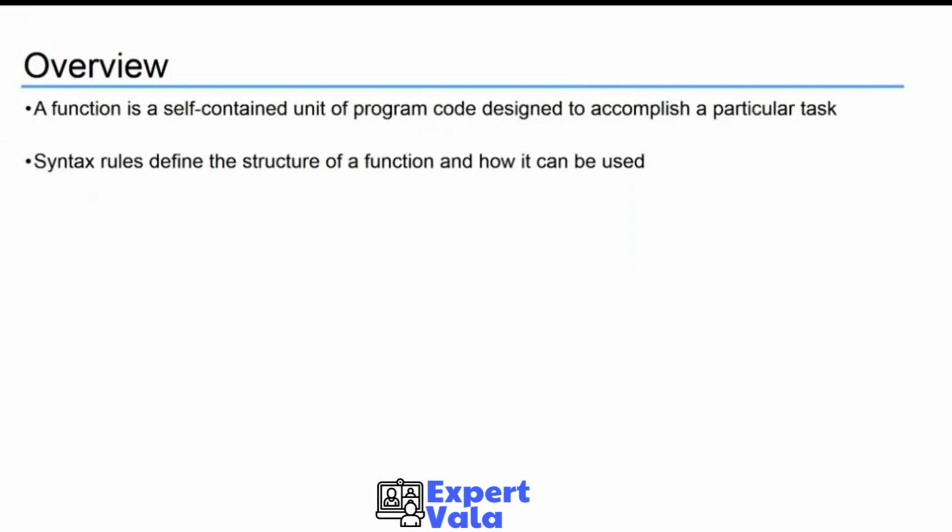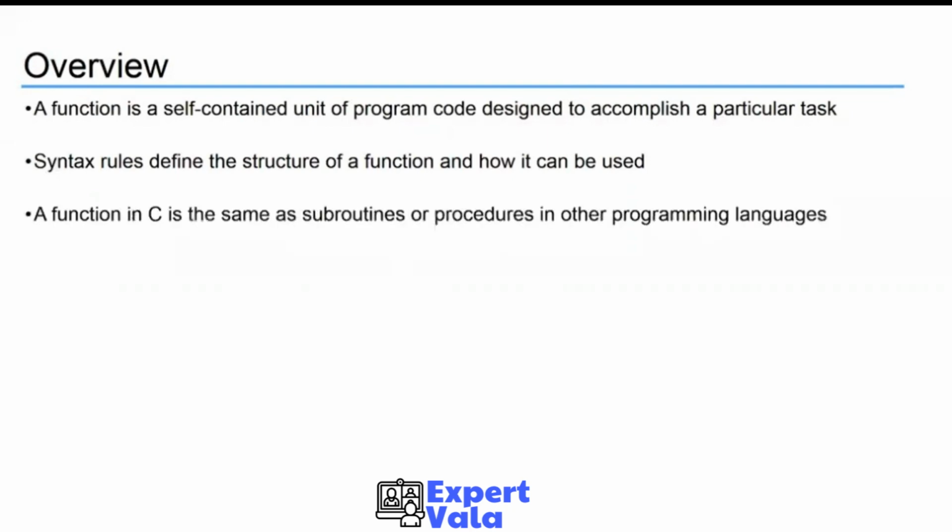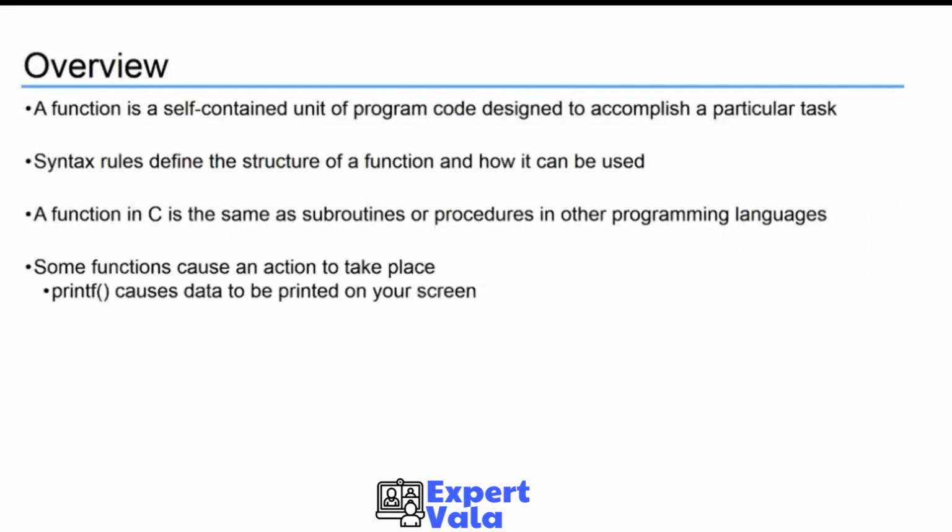Most programming languages support this concept of a function, and I will tell you the advantages and why they are supported. A function in C is the same as subroutines or procedures in other programming languages. So oftentimes you hear these terms, subroutines and procedures, same thing as a function. It's a self-contained unit that executes some code, and you can call functions to cause an action to take place.